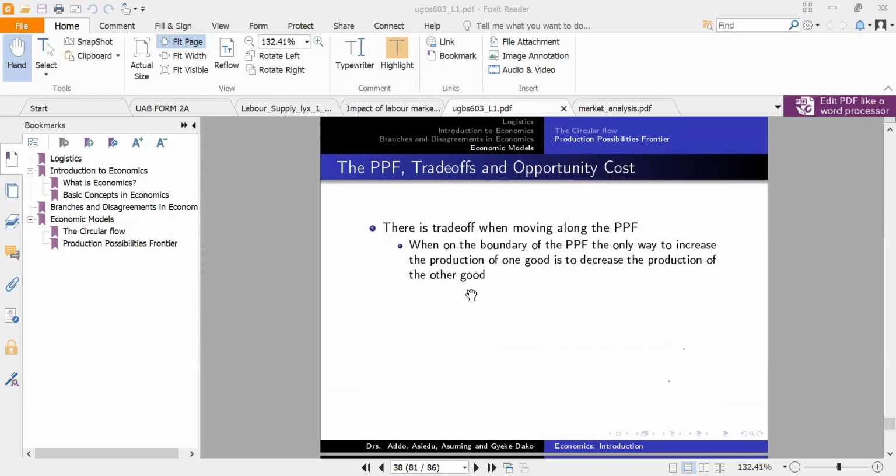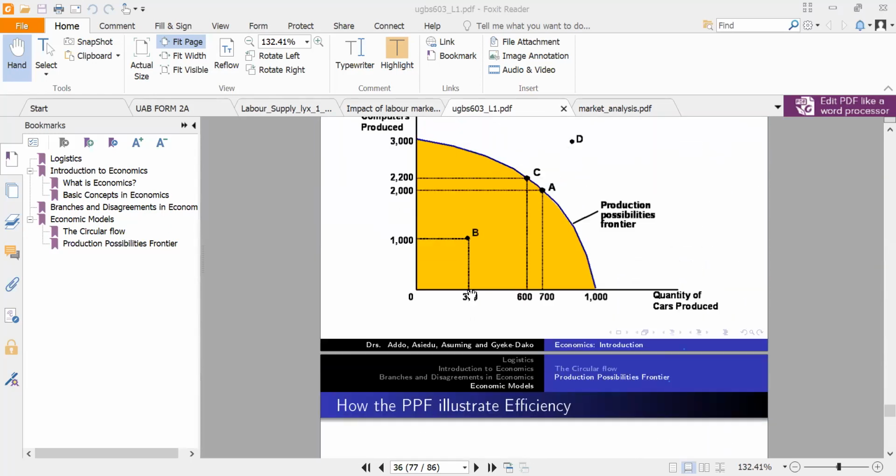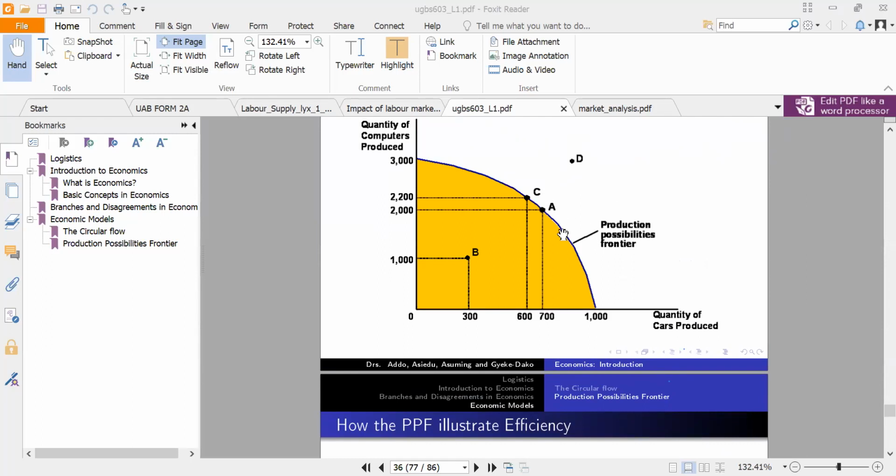The PPF, trade-offs and opportunity costs. There is a trade-off when moving along the PPF. So you can go back to the PPF. This is the PPF. If you're on the PPF at point A, before going to point C, you are producing 2,000 computers and 700 cars.